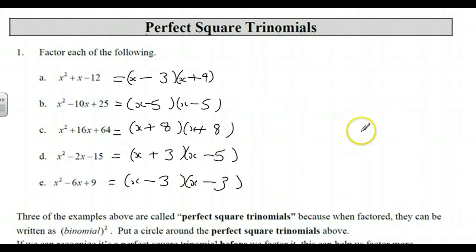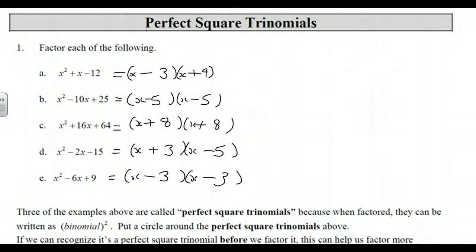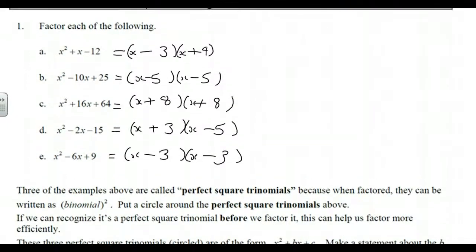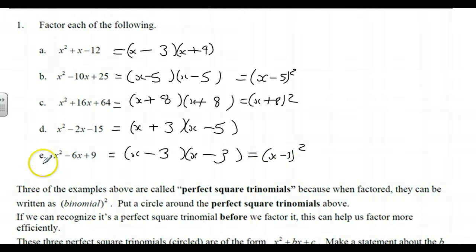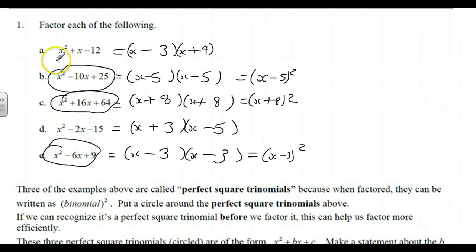Three of these examples are called perfect square trinomials because when factored, they can be written as a binomial squared. So this could be written x minus 5 squared. This could be written x plus 8 squared. This could be written x minus 3 squared. Put a circle around the perfect square trinomials. And this one, more of an oval.